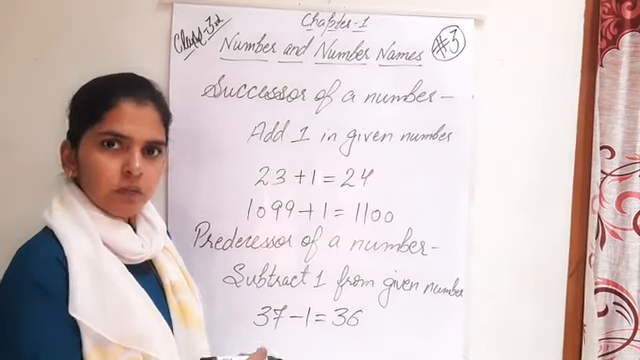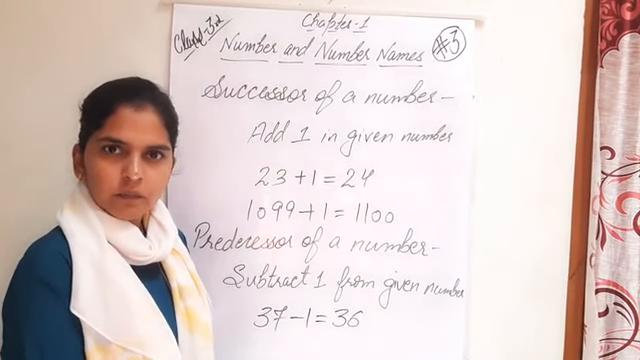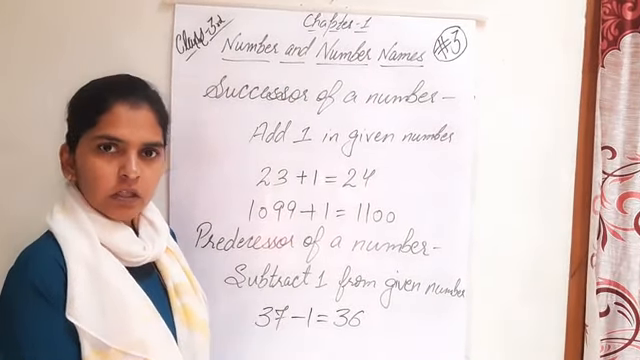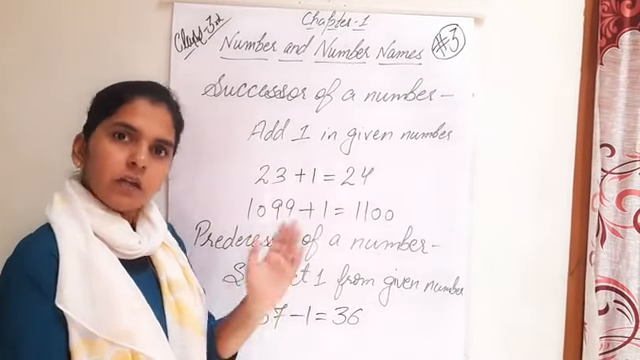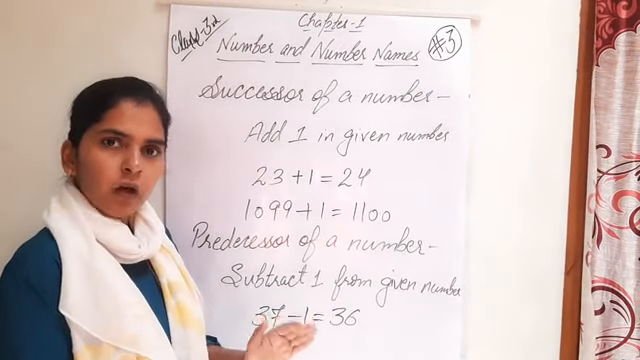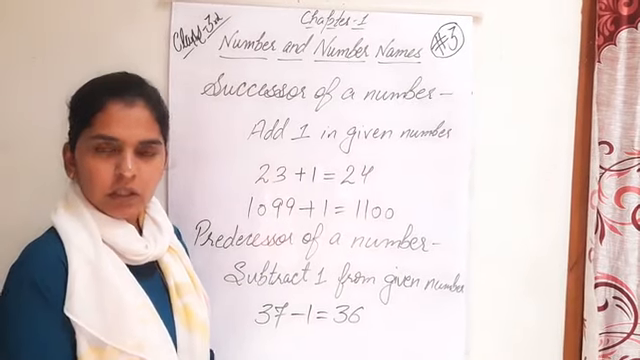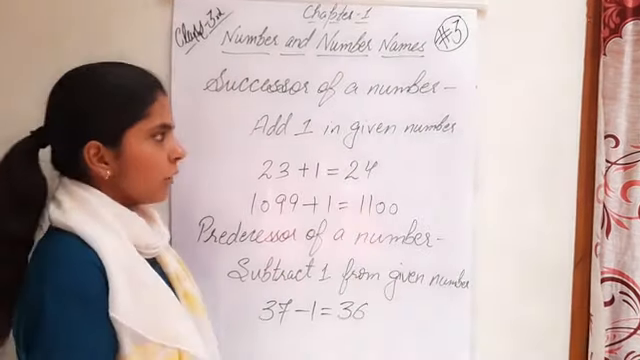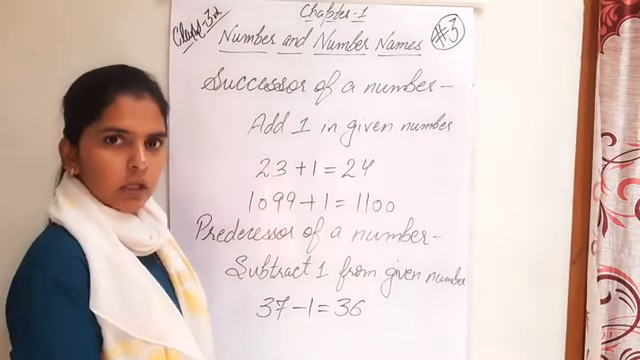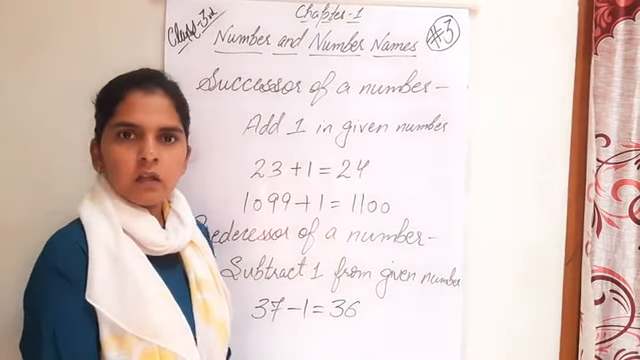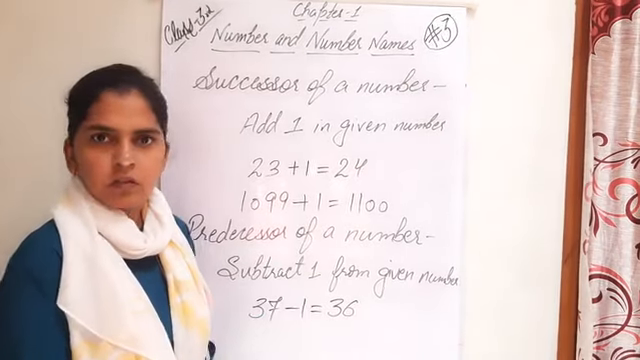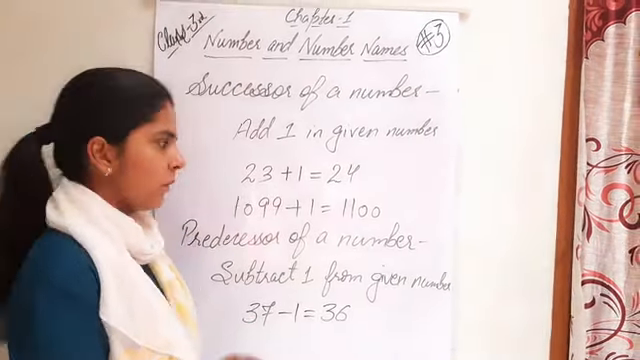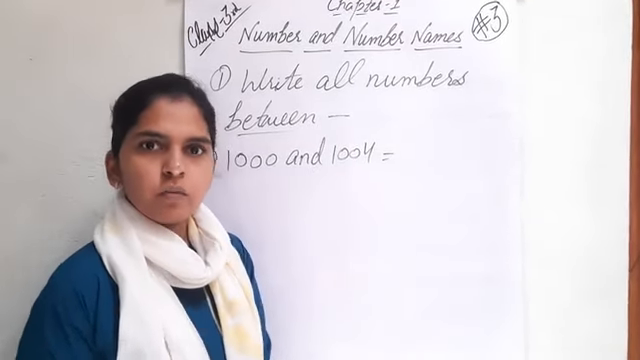Okay? Suppose we want to find the successor of 20. The successor of 20 will be 21. And if we want to find the predecessor of 20, the predecessor of 20 will be 19. I hope this is clear. Let's do some questions related to all the topics which we have studied till now. Okay students, let's start solving some questions.